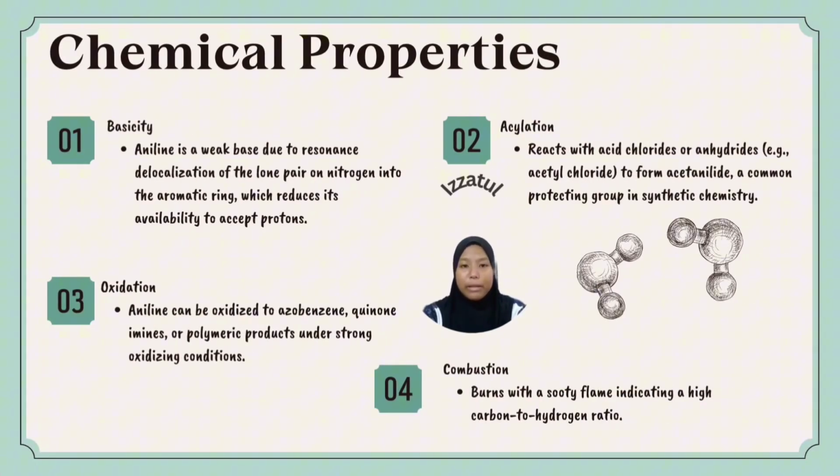Next, for the chemical properties, the first one is basicity. Aniline is a weak base due to resonance delocalization of the lone pair on nitrogen into the aromatic ring, which reduces its availability to accept a proton. The second one is acylation. It reacts with acid chloride or anhydride, such as acetyl chloride, to form acetanilide, a common protecting group in synthetic chemistry.